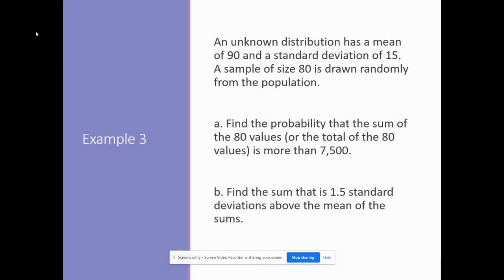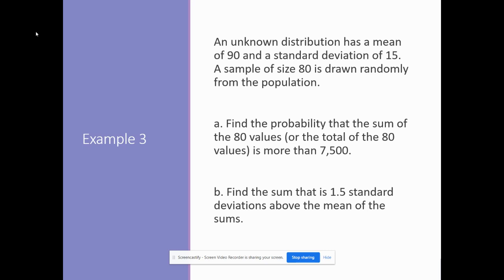Okay, let's keep going. Now we're going to do an example of the CLT for sums. An unknown distribution has a mean of 90 and a standard deviation of 15. A sample size of 80 is drawn randomly from the population. In part A, it wants me to find the probability that the sum of the 80 values, the total of the 80 values, is more than 7,500. In part B, find the sum that is 1.5 standard deviations above the mean of the sums.